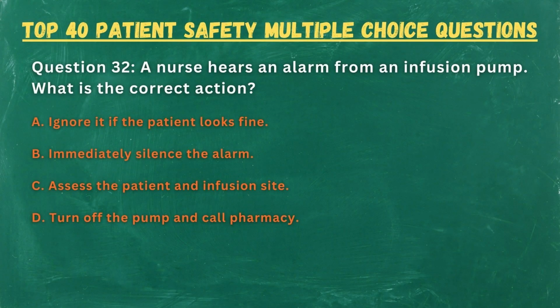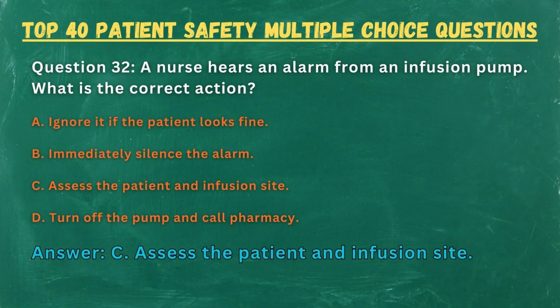Question 32. A nurse hears an alarm from an infusion pump. What is the correct action? A. Ignore it if the patient looks fine. B. Immediately silence the alarm. C. Assess the patient and infusion site. D. Turn off the pump and call pharmacy. Answer. C. Assess the patient and infusion site.